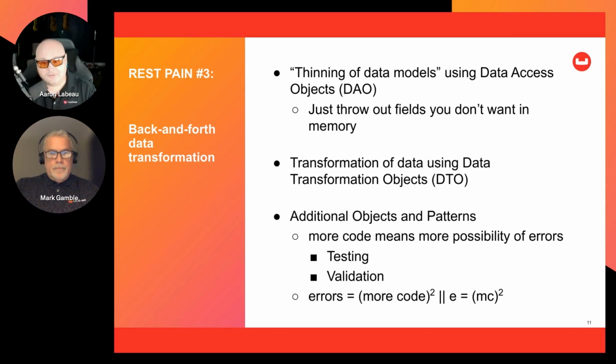And I always say this is EMC squared. And people say, what? It's my favorite joke: errors equal more code squared, and that equals EMC squared. Now, E=MC squared in the physics world is awesome. It's one of the greatest formulas in the world. But anytime we add more code, we have more chances of regression, bugs, et cetera, et cetera. It's just never great to do.